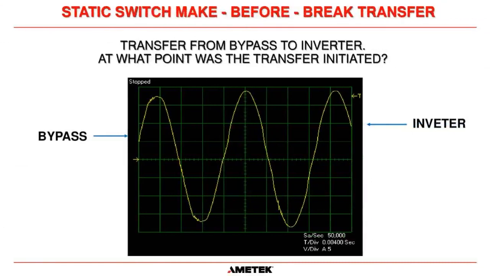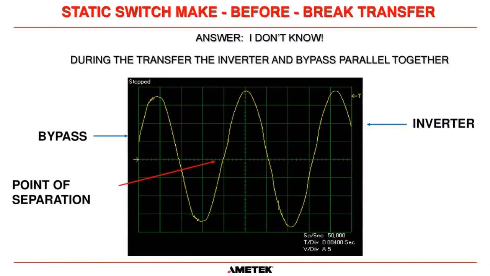Okay. Now what we show here is an actual transfer from bypass to inverter. And I'm going to give you a minute to look at this and see if you can determine when the actual transfer occurred. On the left is the bypass. On the right is the inverter. Okay. Where did the transfer occur? Is it up at the top there? At that peak? Maybe the bottom peak? Where did it occur? The answer is, I don't know.